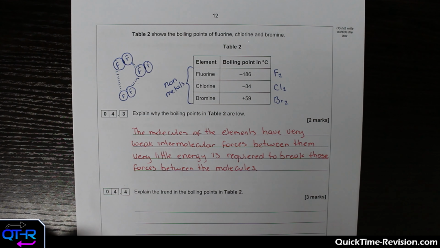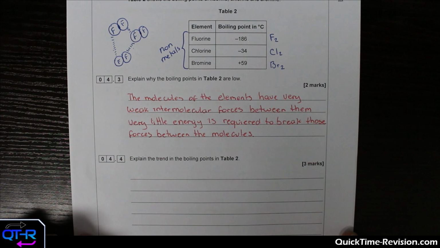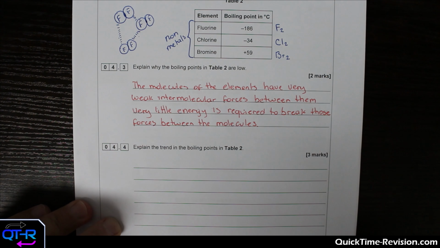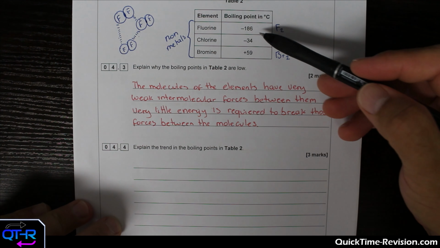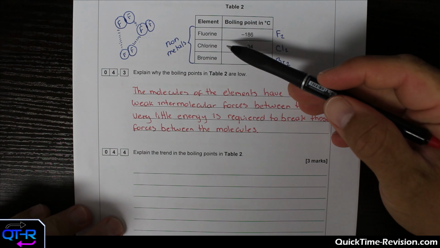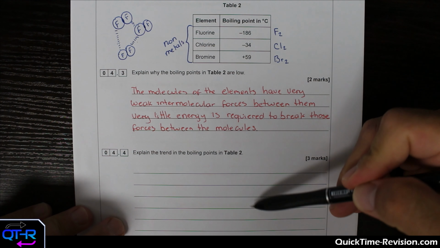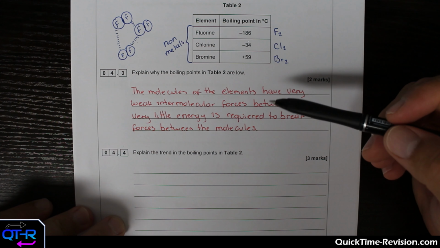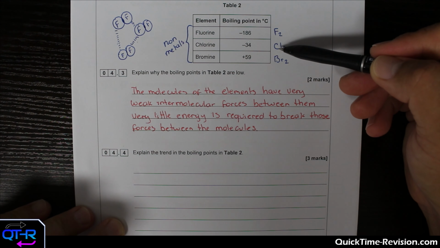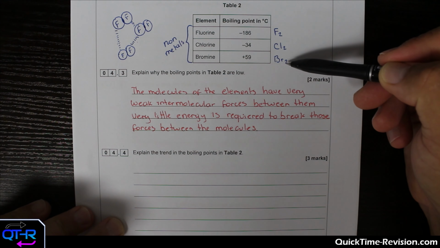Now, question 4.4. Explain the trend in the boiling points in table 2. Now, we have explained why those temperatures are very low for them to become gases, but now we need to explain the trend. Now, when we look at the periodic table, fluorine is at the top in row number 2 or period number 2. Then you have chlorine in number 3, and then you have bromine in number 4.